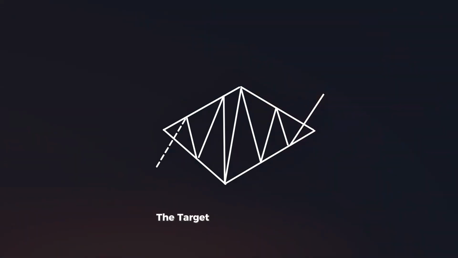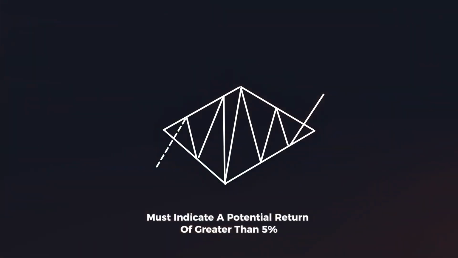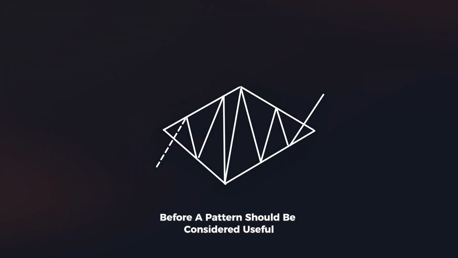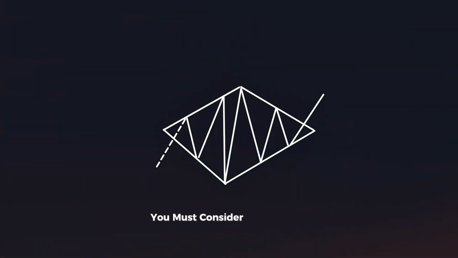Target price. The target price provides an important indication about the potential price move that this pattern indicates. Consider whether the target price for this pattern is sufficient to provide adequate returns after your costs, such as commissions, have been taken into account. A good rule of thumb is that the target price must indicate a potential return of greater than 5% before a pattern should be considered useful. However, you must consider the current price and the volume of shares you intend to trade. Also, check that the target price has not already been achieved.